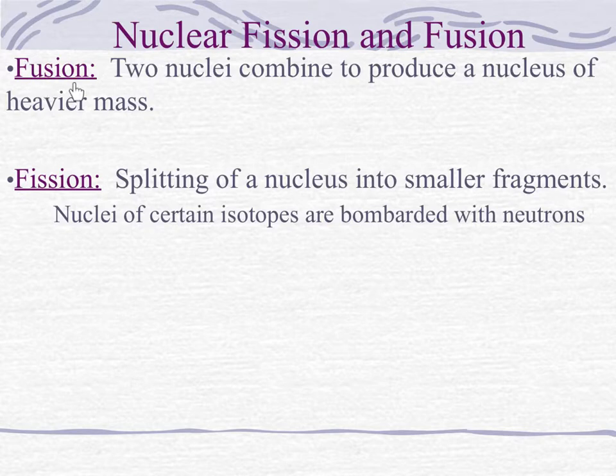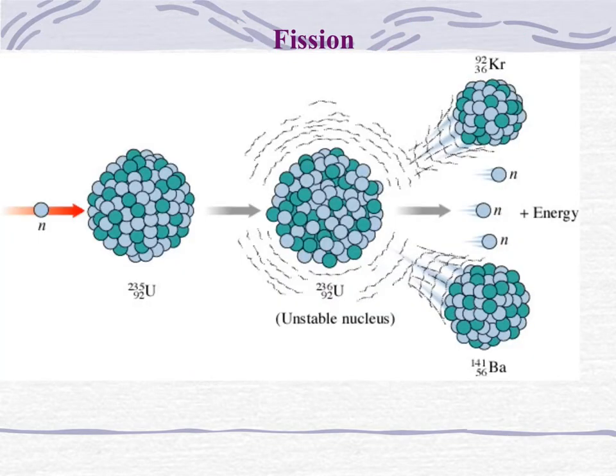So fusion is when you fuse two nuclei to produce a nucleus of heavier mass. So in other words, you're taking two smaller nuclei, combining them to make a heavier one. Now fission is the opposite, okay? Fission is where we will split the nucleus into smaller fragments, okay, into smaller fragments. So now what we're going to do is we're going to talk about both of these more in detail. Okay, so we're going to start with fission.